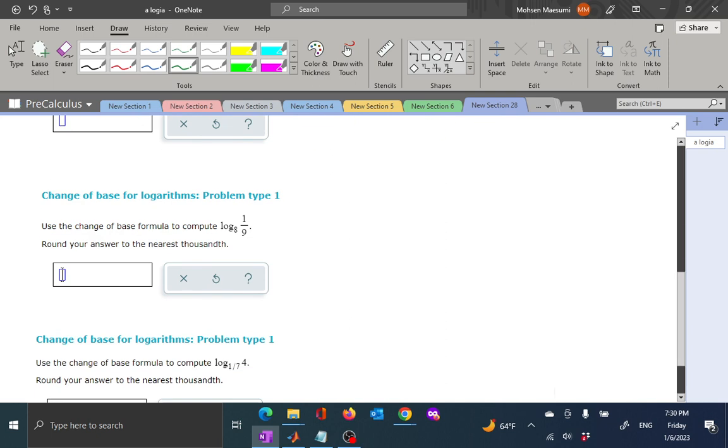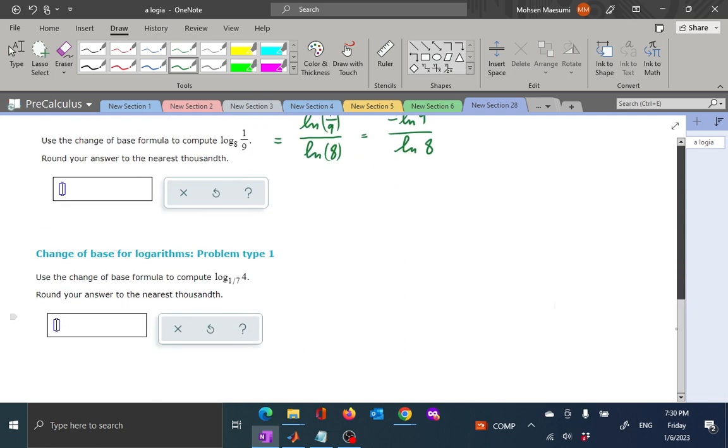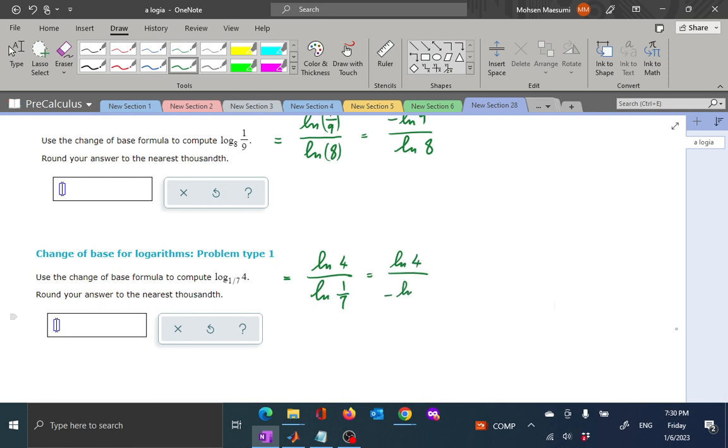Just to indicate that the other logarithm is just as good, you can do logarithm of 1/9, like in this case natural log over natural log of 8. You can enter it exactly like that. Of course, your logarithm comes with parentheses. If you want to simplify a bit of it by hand, be my guest and you get that result. Same story here. It's going to be logarithm of 4 over logarithm of 1/7. That's just as good as it is, or logarithm of 4 over minus logarithm of 7.